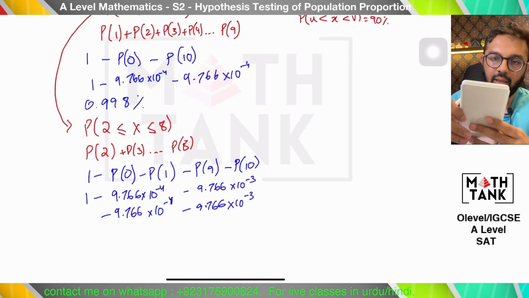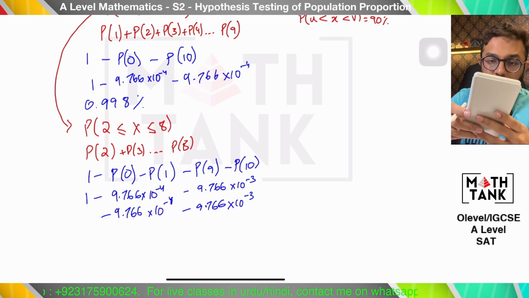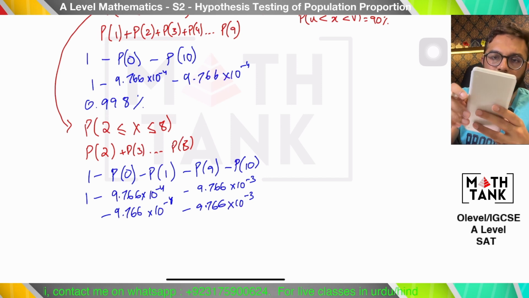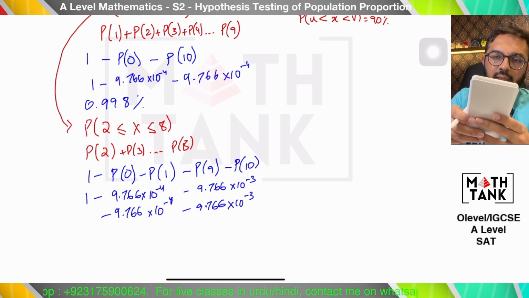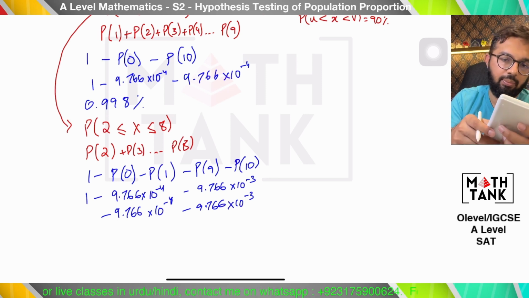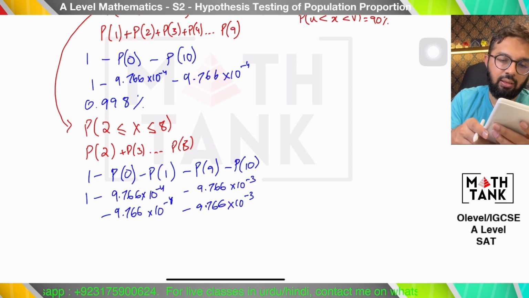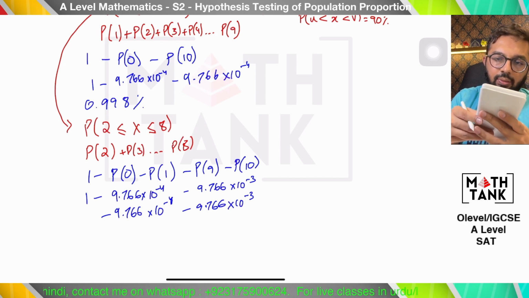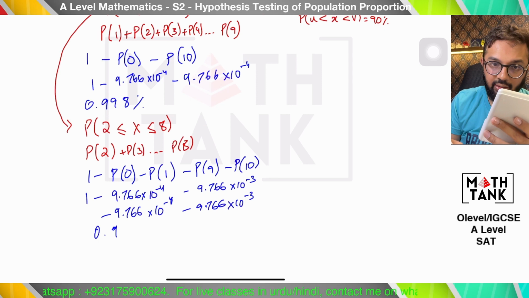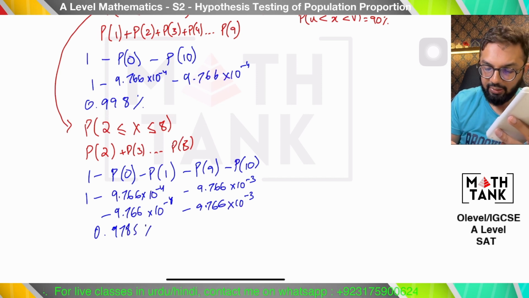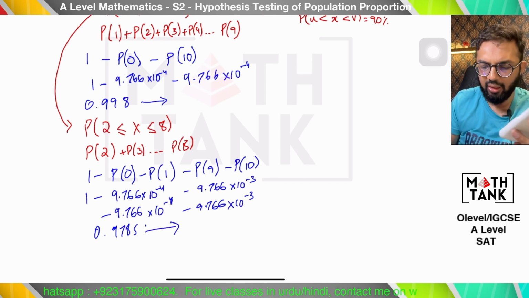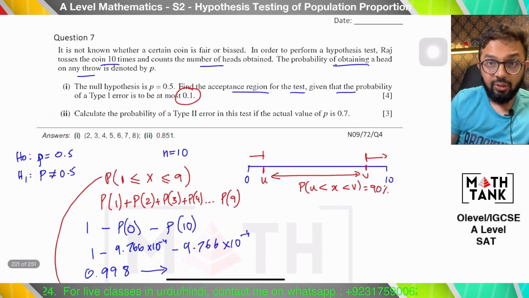Let's see what I'm getting. I am getting 1 minus 9.766 times 10 to the power minus 4, and that's twice into 2 as well. Then 9.766 times 10 to the power minus 3 times 2. I am getting again 0.9785. That means that my acceptance region is this, and my rejection region is very small right now. So I'm still inside the rejection region.